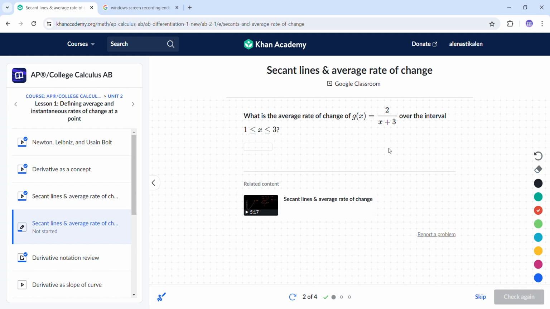So let's see, 2 over x plus 3, 3 right here. Well, that would just be, so pretty much just g of 3 is what we're finding here. So we plug this in, we get 2 over 6, 1 over 3, right? So 1 over 3, plug 1 there. Well, we're just going to get 1 over 2, right? 1 over 2, 3 and 1.